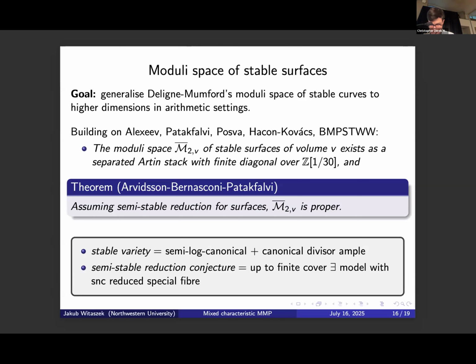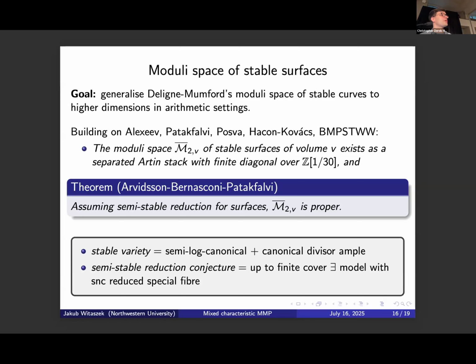As concluded in the 7-author collaboration, the moduli space M2V bar of stable surfaces of volume V exists as a separated Artin stack with finite diagonal over Z[1/30]. If you were in Fabio's talk, he already explained that yesterday. 30 is the same as 2 times 3 times 5. These are our bad primes. And by the work of Arvidsson, Bernasconi, and Patakfalvi, assuming the semi-stable reduction conjecture for surfaces, you get that this moduli space is in fact proper.